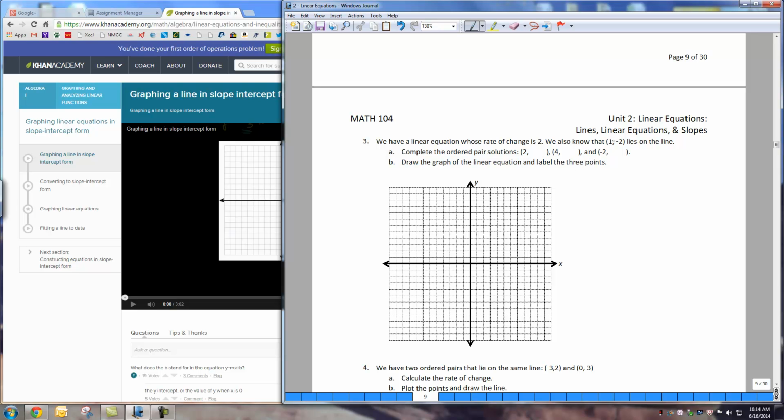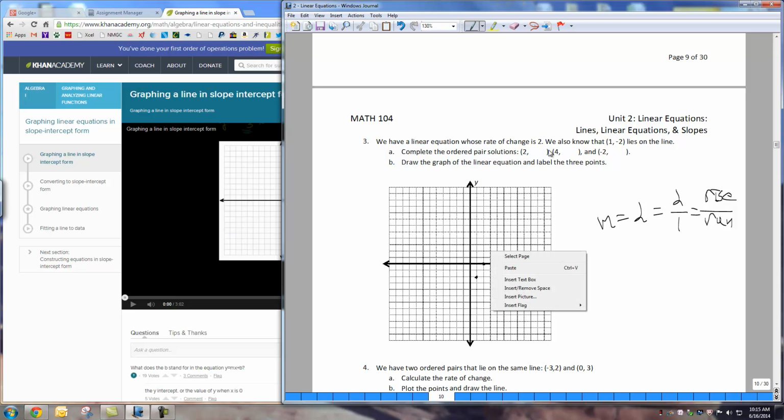First let's draw in this line at (1, -2). So right here is the point (1, -2). We know the rate of change is 2, so m equals 2, which is the same as 2 over 1. That's my rise over run. So I'm going to rise 2 and run 1. I'm going to take this point, rise 2, run 1. So there's my next point.